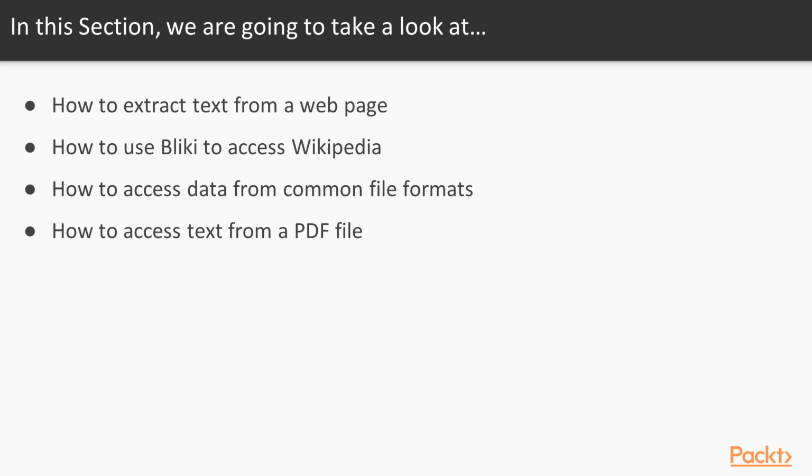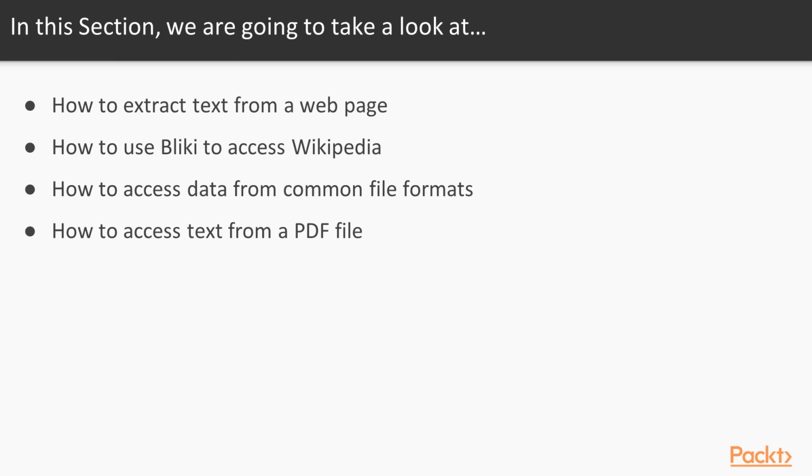We'll look at how to access data from common file formats. Specifically, we'll be looking at how to access CSV type data and JSON data. And the last thing we'll be looking at in this section is how to acquire data from a PDF file. PDF files are also prevalent, however they require specialized APIs to get access to the text within. With this in mind, let's go ahead and start with the first task.